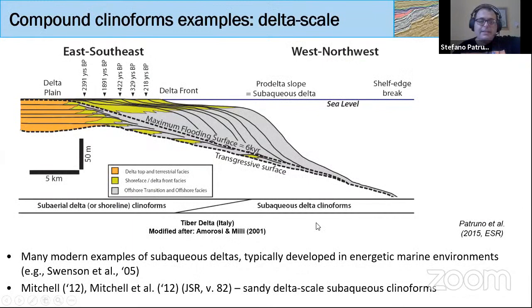This is from the Tiber Delta of Rome in Italy. So maximum flooded surface 6,000 years ago at the end of the early Holocene transgression. You have the transgression, separation between the systems, as I said before, and then the delta starts to advance on top of that. Delta front and subaqueous delta. So this is the classical situation of compound clinoforms between subaerial delta, shoreline clinoforms, and delta scale subaqueous clinoforms, which is muddy in this case.